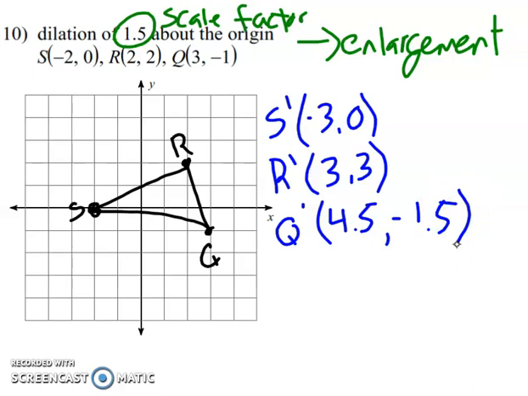Let's see what happens. So we get S prime, R prime, and now Q prime. Since it's 4.5 and -1.5, it's going to be a little bit tough for us to be precise with this, but that's okay. We're just going to do our best. It's going to look somewhere around there. So as you can tell, our image, the blue figure, is bigger than our pre-image, which was the black figure.